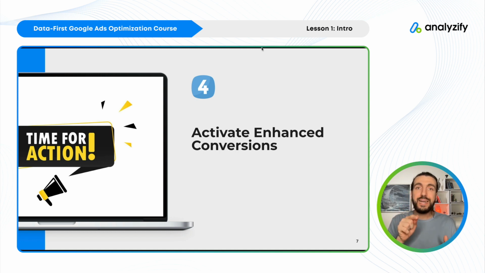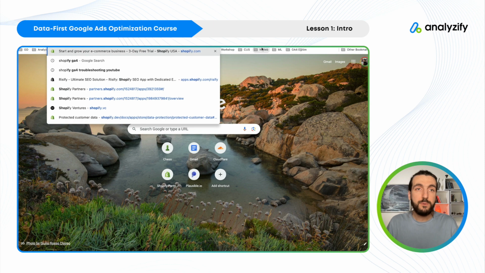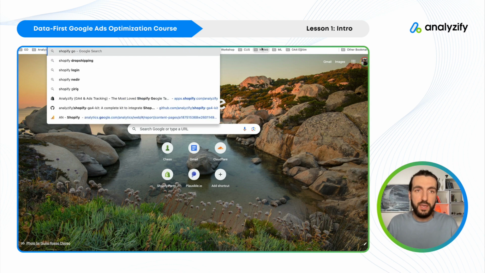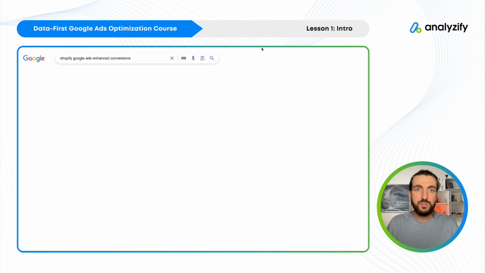Now, let's jump into our next step, which is activate enhanced conversion. If you did not see enhanced conversions in your setting, you need to activate it. Unfortunately, there is not an easy way to activate it. That's why I'll just type on Google, Shopify, Google Ads, enhanced conversions.